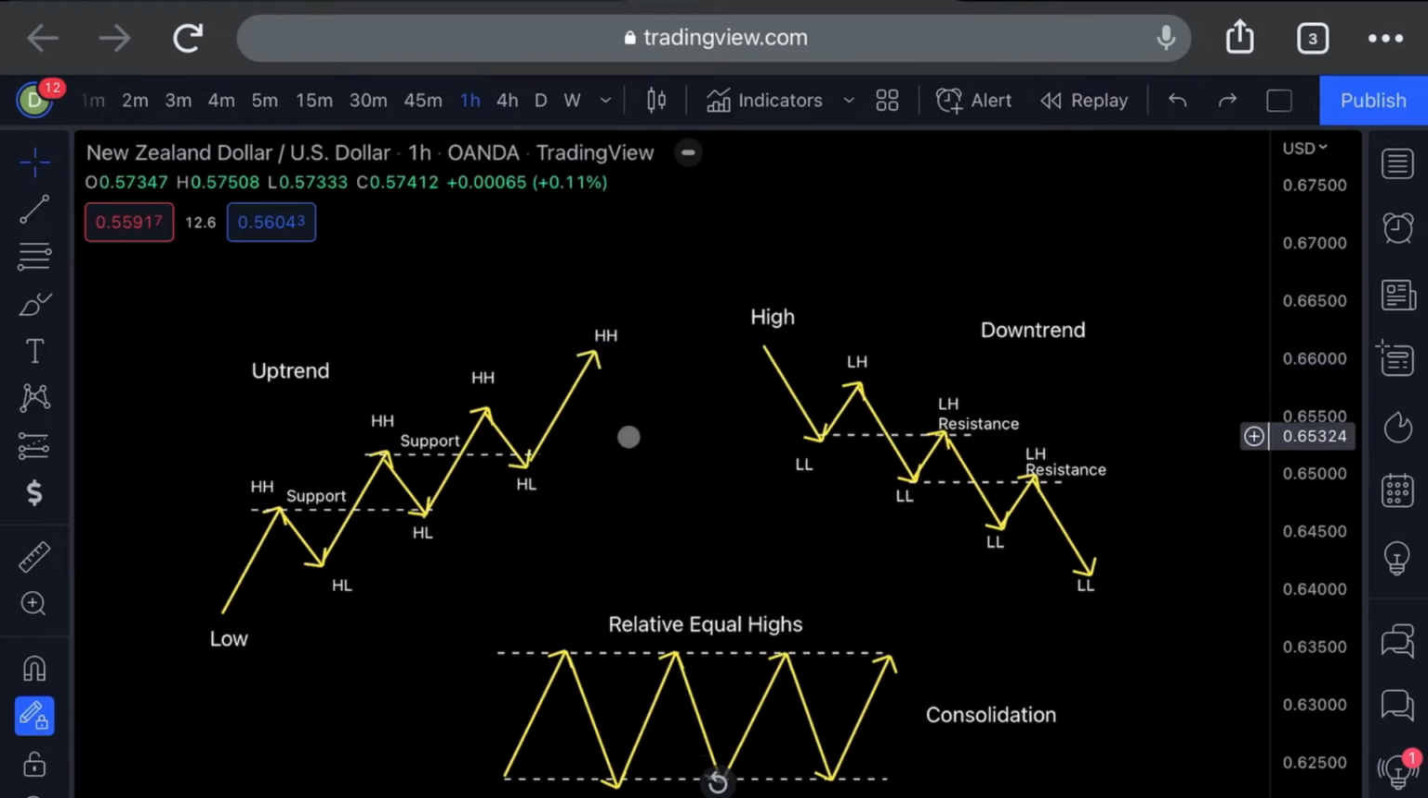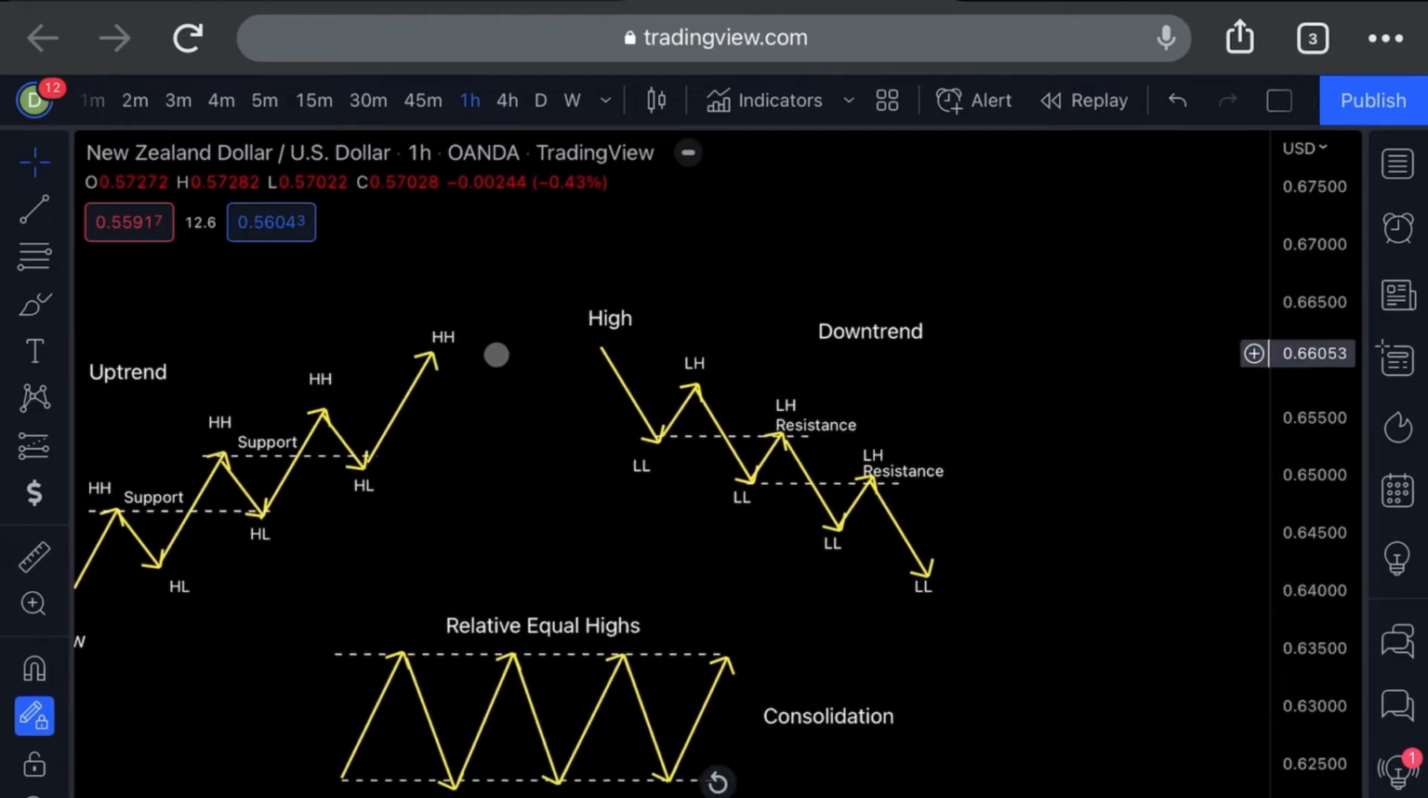Now for a downtrend, it's the complete opposite. We start off with our high. We create a price leg low, which is called a lower low, and we get a retracement, which is lower than this high, which is considered a lower high. Now, this is when resistance comes into play.